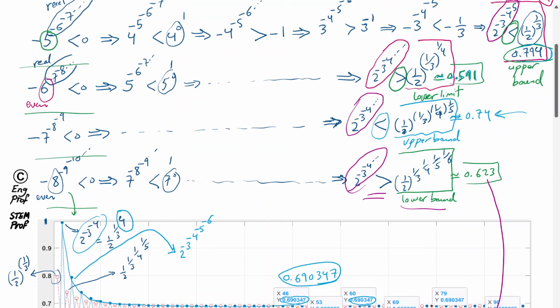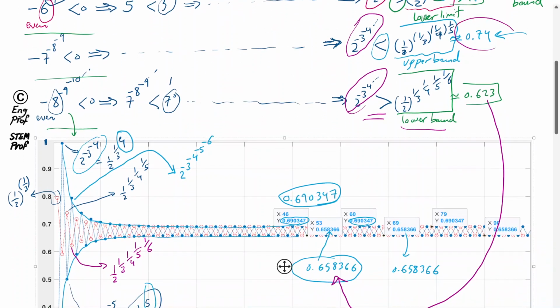And for the upper bound, when we were at the starting base of 7, so that we get to our target power tower, we found that it was upper bounded by 0.74. That is not that far away from the actual ultimate upper bound of 0.690347. So that's close.